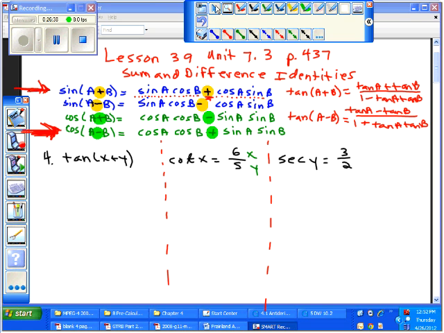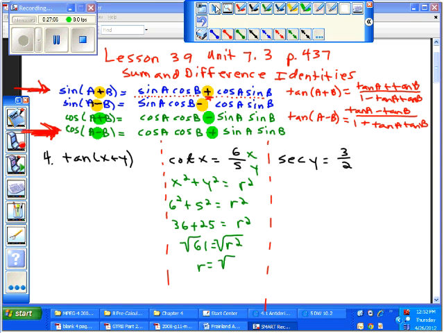So we're going to do the Pythagorean theorem here. X squared plus y squared equals radius squared. And so we're going to have x, which is 6 squared, plus y, which is 5 squared, is equal to the radius squared. So we're going to have 36 plus 25 is equal to the radius squared. And so we have 61 is equal to the radius squared. And then we take the square root, and we get that the radius is equal to the square root of 61.